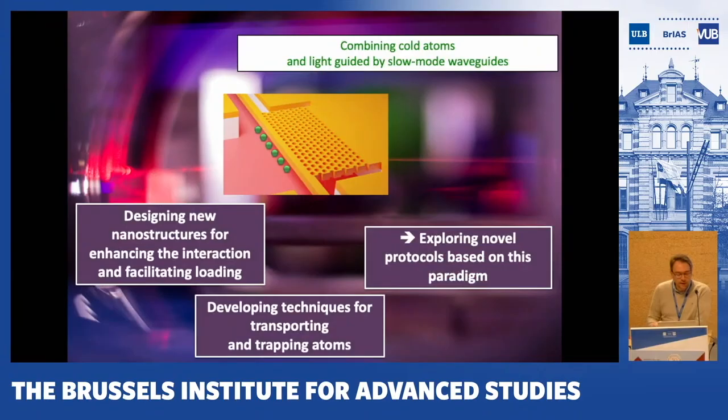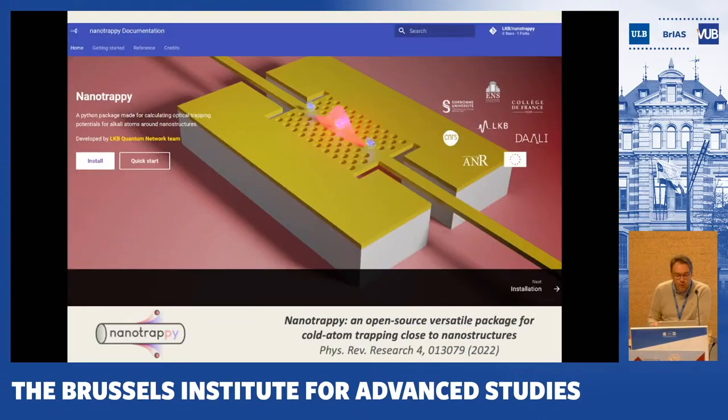So in this case, we need to design structures which can work with our rubidium atoms. We need to develop techniques to transport the atoms and explore novel protocols. So that's what we did. We developed first an open source package which enables you to calculate any trap in this kind of structure. So it gives you a versatile workflow for optimization.